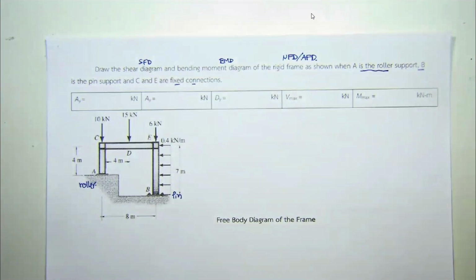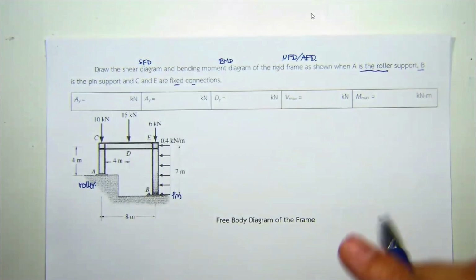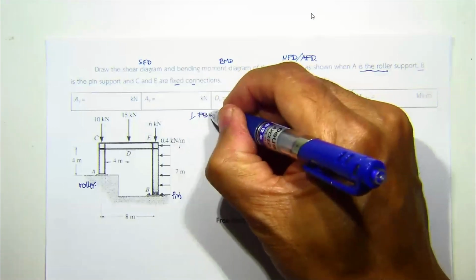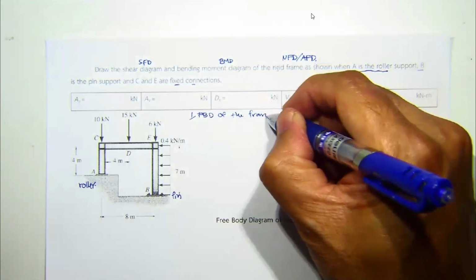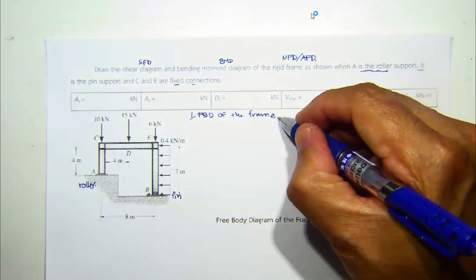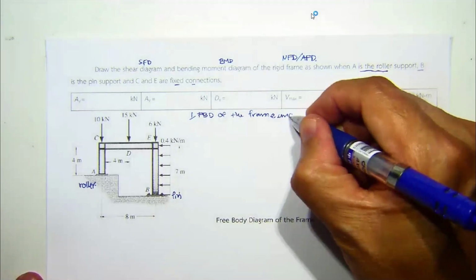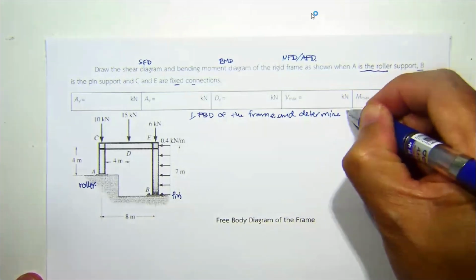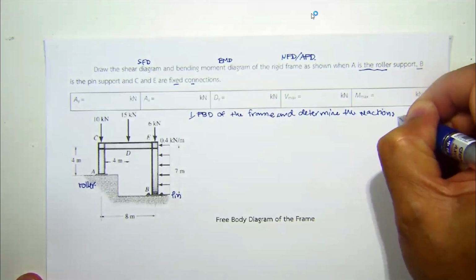Following what we have studied, I'm going to start by drawing the free body diagram of the whole frame. And as you may expect, we're going to have three unknown reactions: A sub y, B sub x, and B sub y. Then we will determine the reactions the same as the previous one.